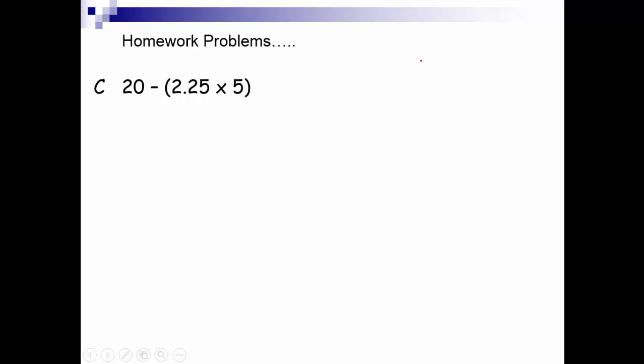Letter C, again, we're going to work within parentheses. A positive times a positive is a positive. So we're going to do 2.25 times 5. 5 times 5 is 25. Put down a 5, carry a 2. 5 times 2 is 10, and 2 is 12. Put down a 2, carry a 1. 5 times 2 is 10, and 1 is 11. 2 decimal places over. So within parentheses, I got 11.25.